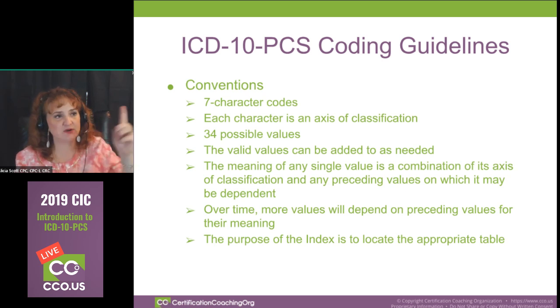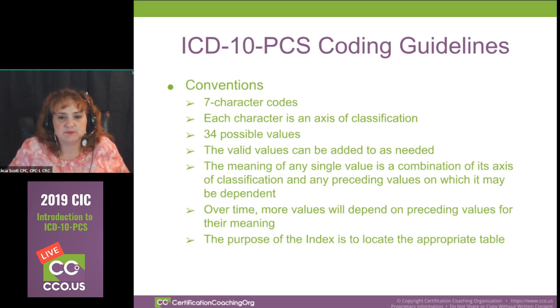Even though you picked the right respiratory system, the second character, the third character, again, if you don't pick the right one, it won't be listed. So that tells you to go back. It's multi-axial. There's 34 possible values. We do know that we can add to those values anytime we need to. It's so expandable in PCS.